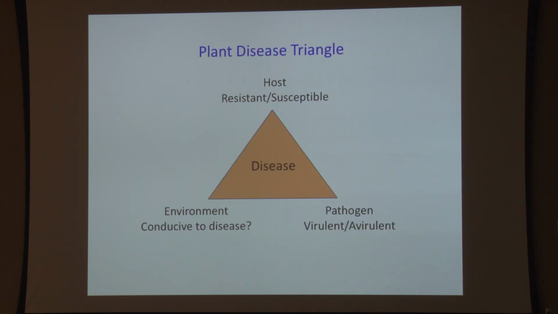So I'm not sure if this plant disease triangle was presented yet or not, but it's one of the basic concepts in every plant pathology course, indicating that there are three important points to produce disease, or disease resistance for that matter. So there's the host, the plant, a pathogen, and then the conducive environment.